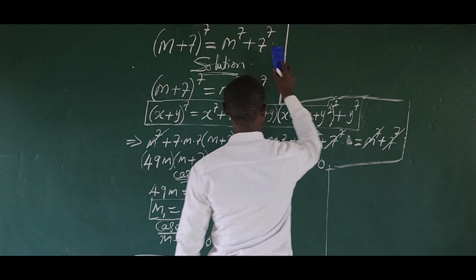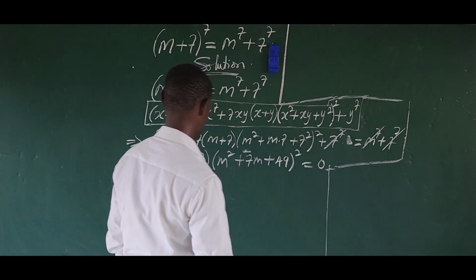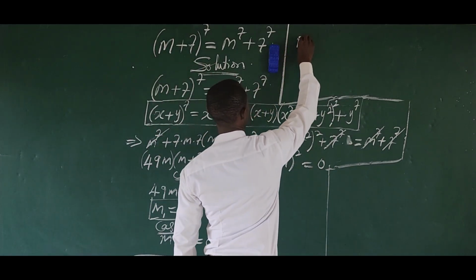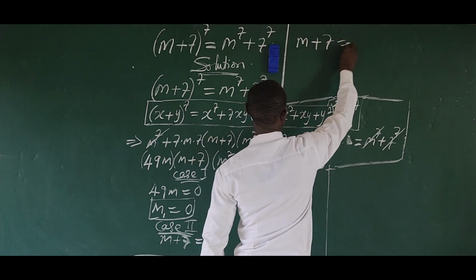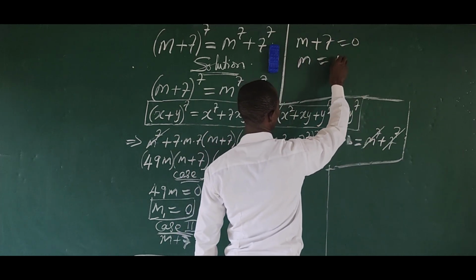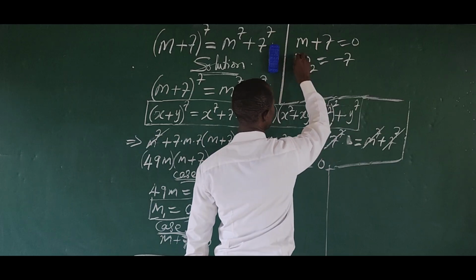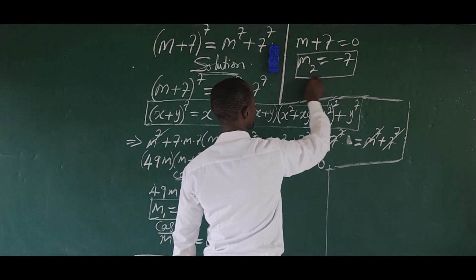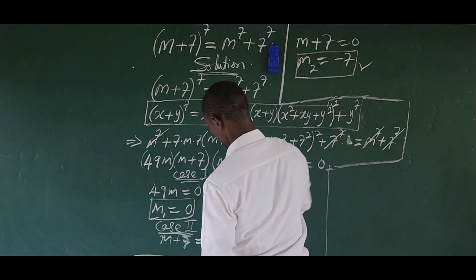All right, now from here we have m. Let me rewrite this: m is equal to 7, so we move this to the other side. We're going to have m is equal to minus 7. So this is our m2.